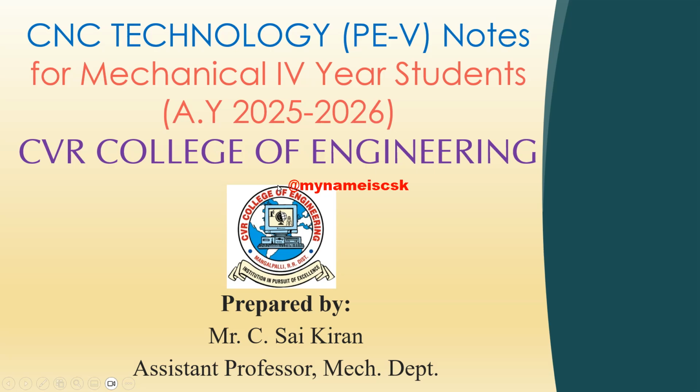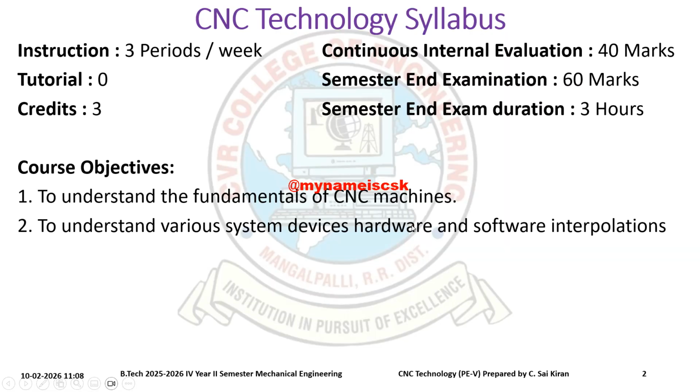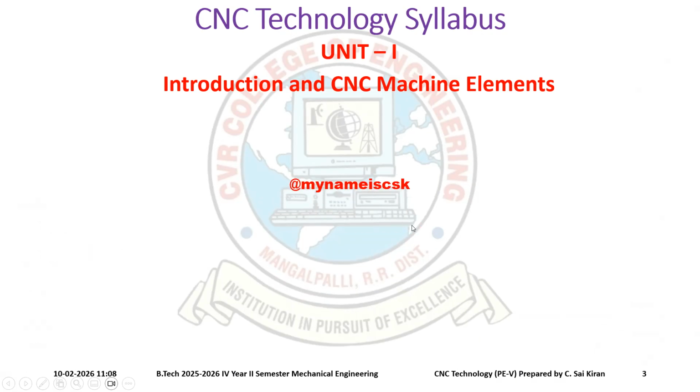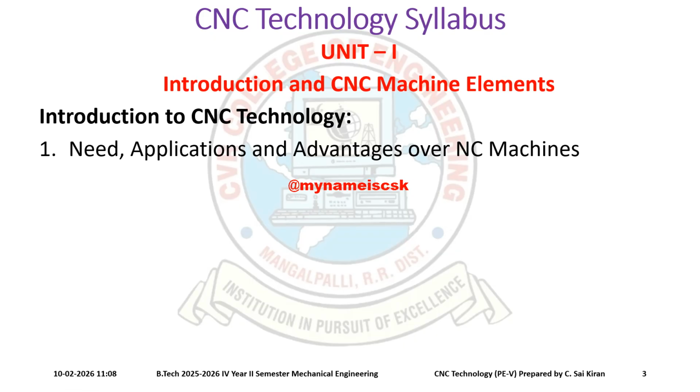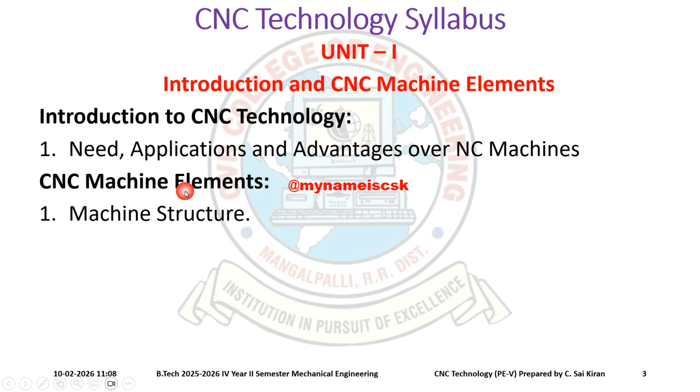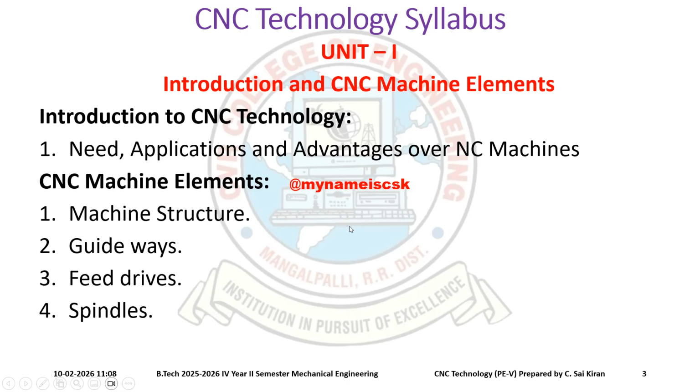Hello all, in this video we will be learning about Unit 1 of CNC technology. Unit 1 is Introduction and CNC Machine Elements. Here we will be learning about the need of CNC technology, applications, advantages over NC machines and machine structure. We will also be learning about machine elements. The different machine elements are machine structure, guideways, feed drives, spindles and spindle bearings.